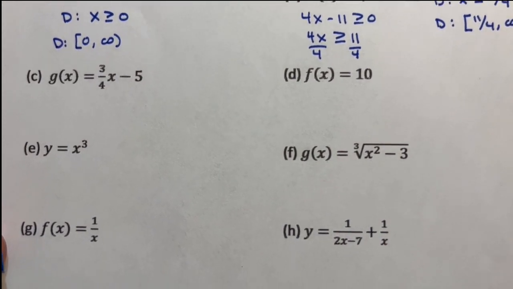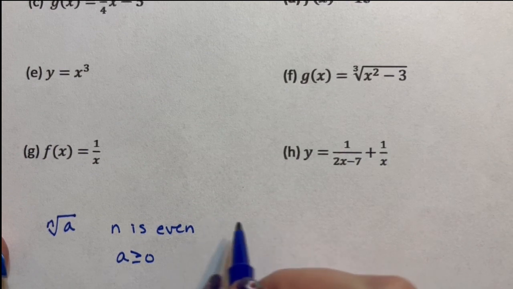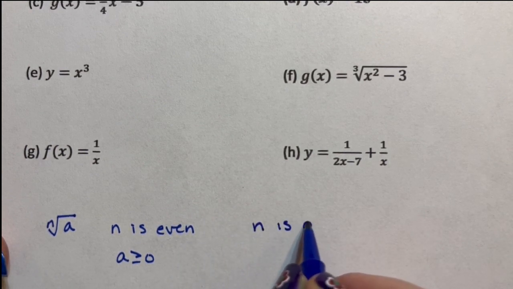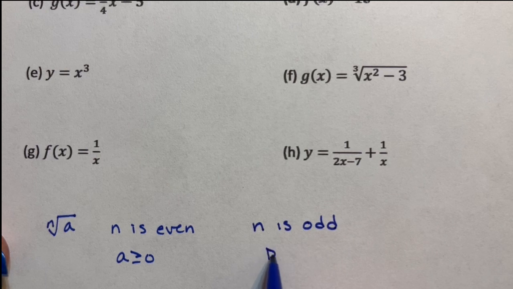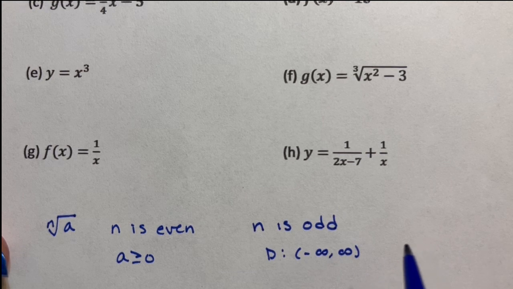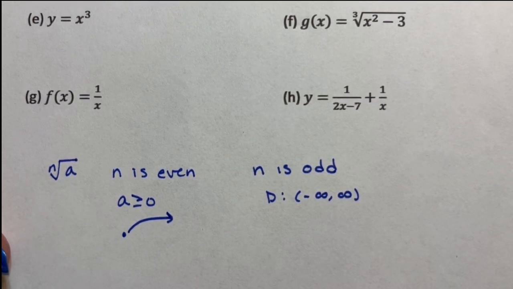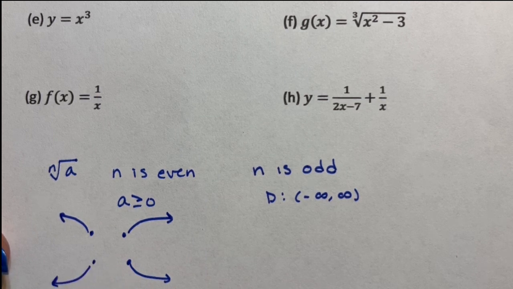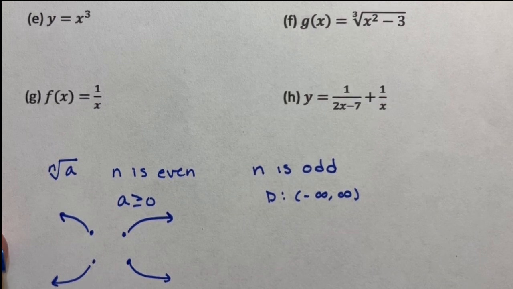To continue with the basic rule, if n is odd, then the domain is all real. Why? Because if it's even, the graph looks like this, or it looks like this, or it looks like this, or it looks like this, depending on the positives and negatives. That's a whole other video. But that's the 4 options for an even.